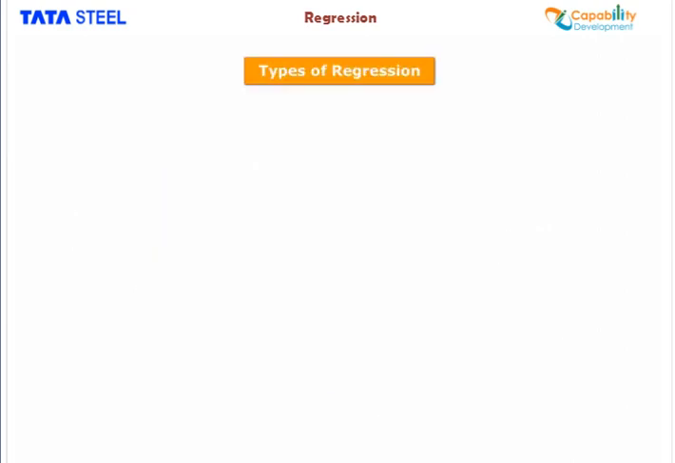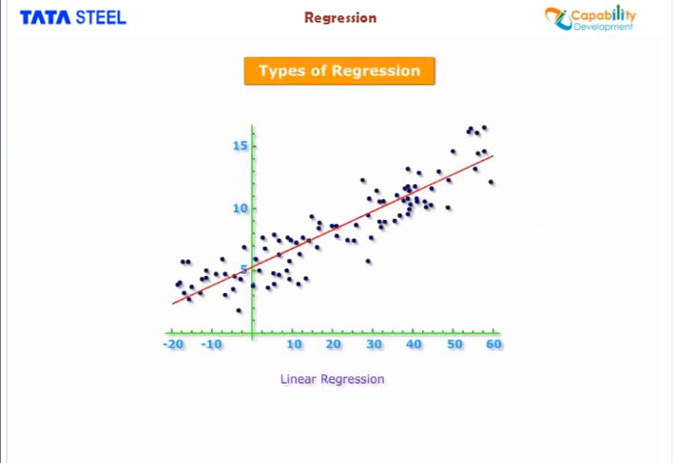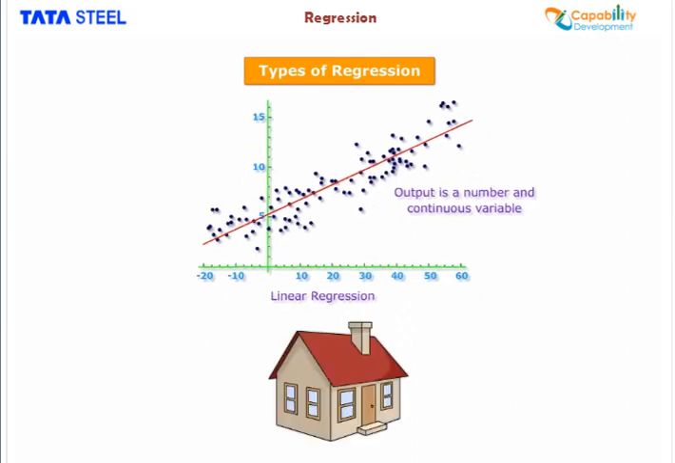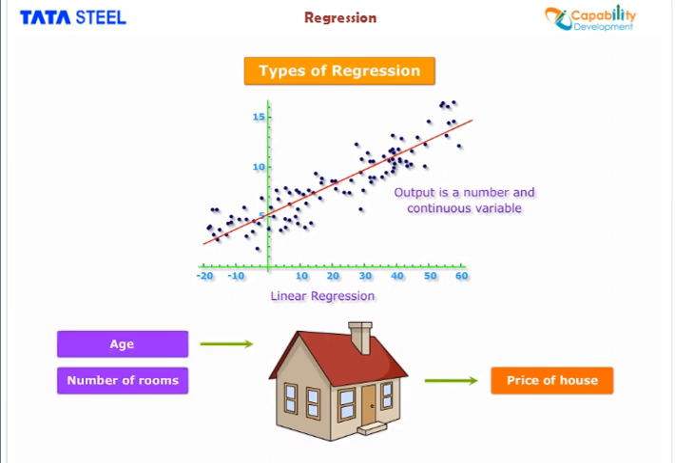Regression problems are of two types. Linear regression. In this regression, the outcome is a number and a continuous variable. For example, predicting the price of a house based on inputs such as age, number of rooms, area, etc.